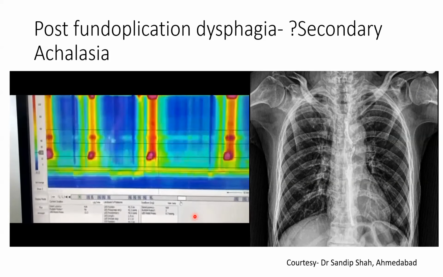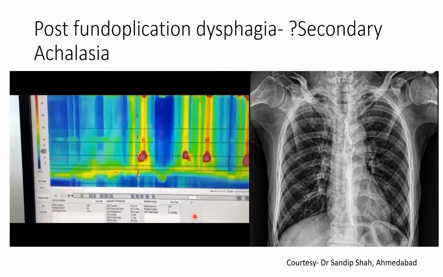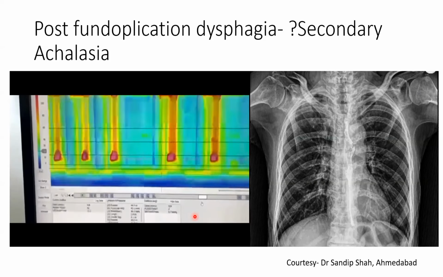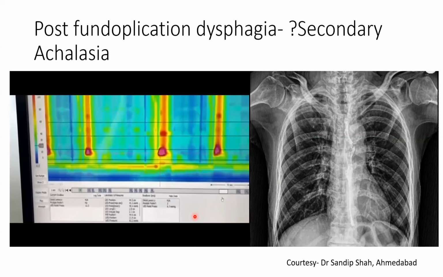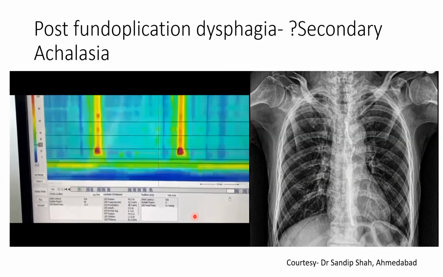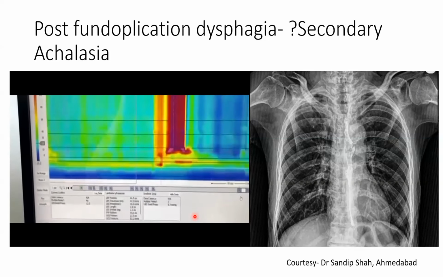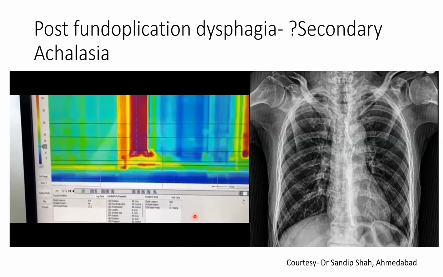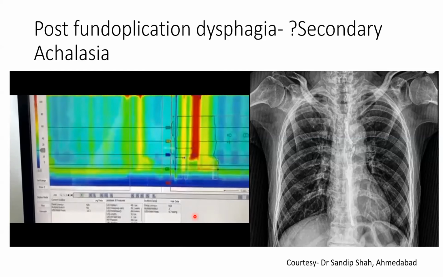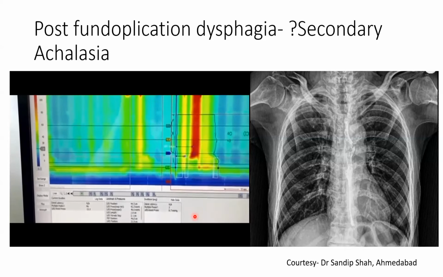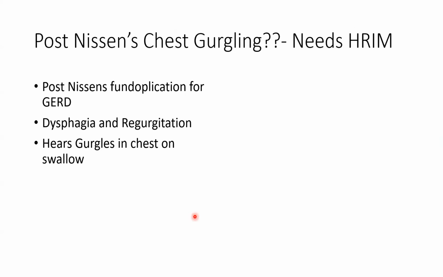And on the right side, you can see a timed barium swallow showing a non-dilated esophagus and showing a significant retention. So this is either a secondary achalasia happening, which has been reported after a tight wrap. So these patients will not do well until you remove or unwrap the muscle at the level of the LES.